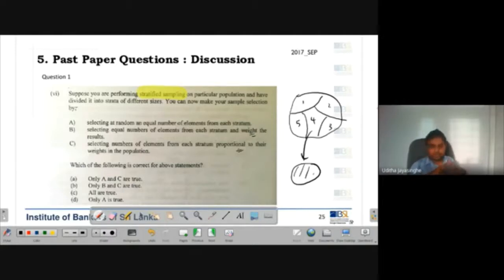That's the official answer. 17th September, question number 1, part number 6. Okay. So now these are a bit of a tricky question for you to understand clearly. I want to implore you to go through the question one more time on your own.